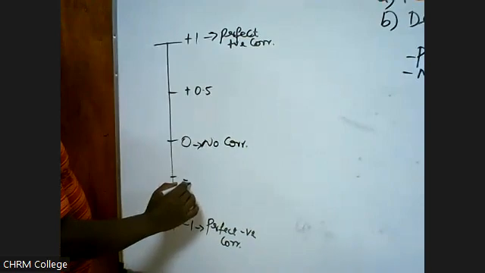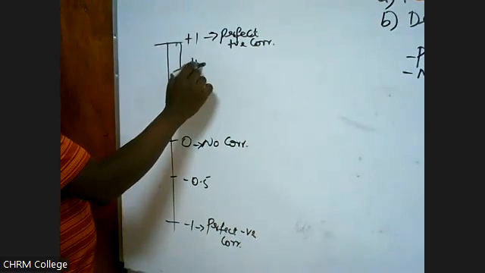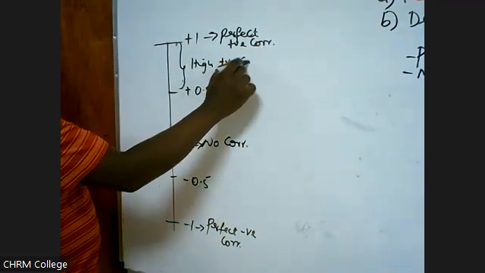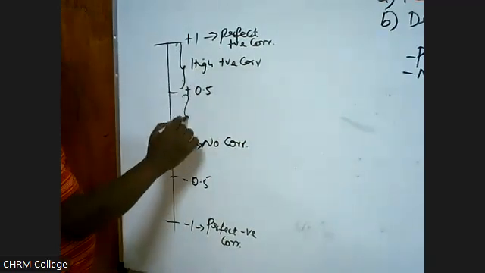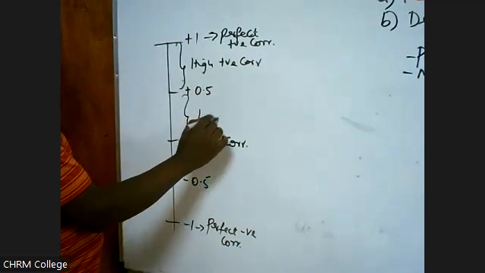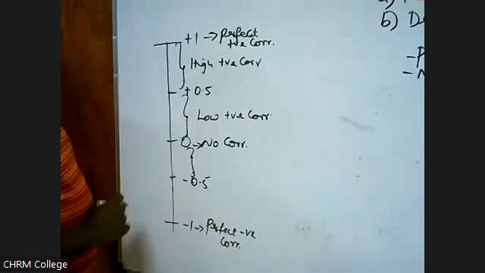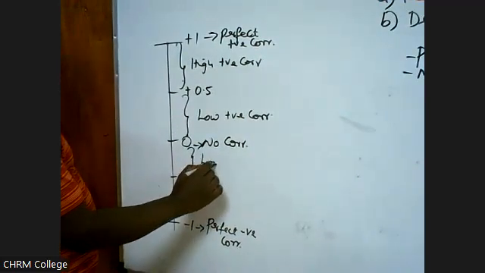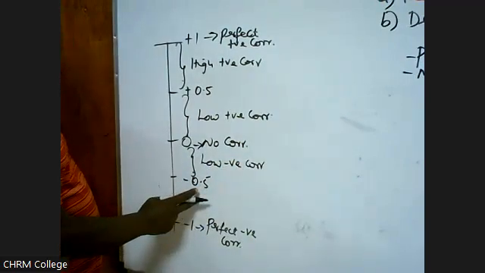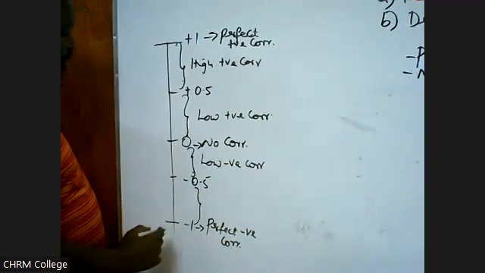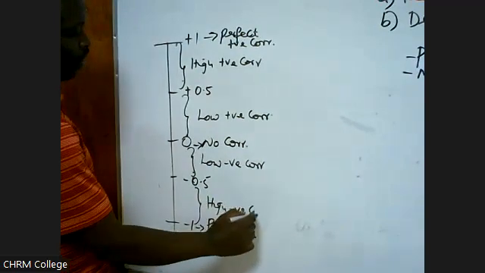In between this, we have -0.5. So this region, we normally say it is a high positive correlation. It is not perfect, but it has a high positive correlation. This region here is a region of low positive correlation. That region is low negative correlation, if it has not reached -0.5. If it is -0.5 and beyond, it is a high negative correlation.